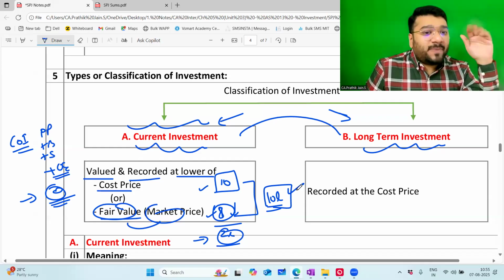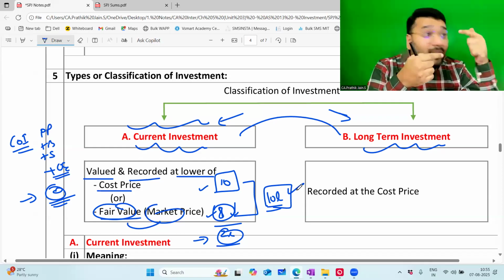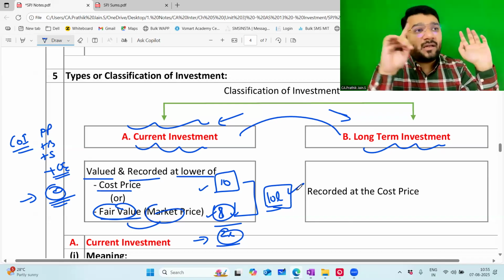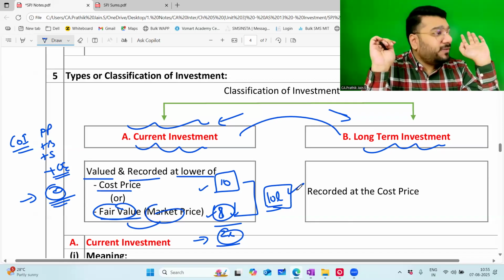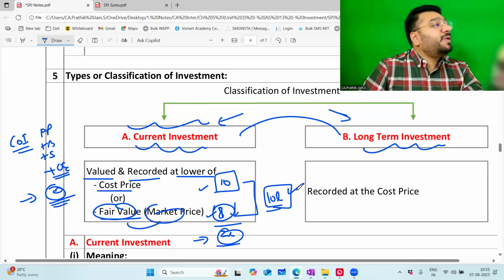Investment has to reduce. Investment is an asset. Asset is a debit balance. To increase an asset, debit. To decrease an asset, credit. So investment is credited. Debit, directly P&L. Or you can create a ledger called loss on fall in the value of the investment. Any ledger you can create. That being a nominal account, you close it by transferring to P&L.